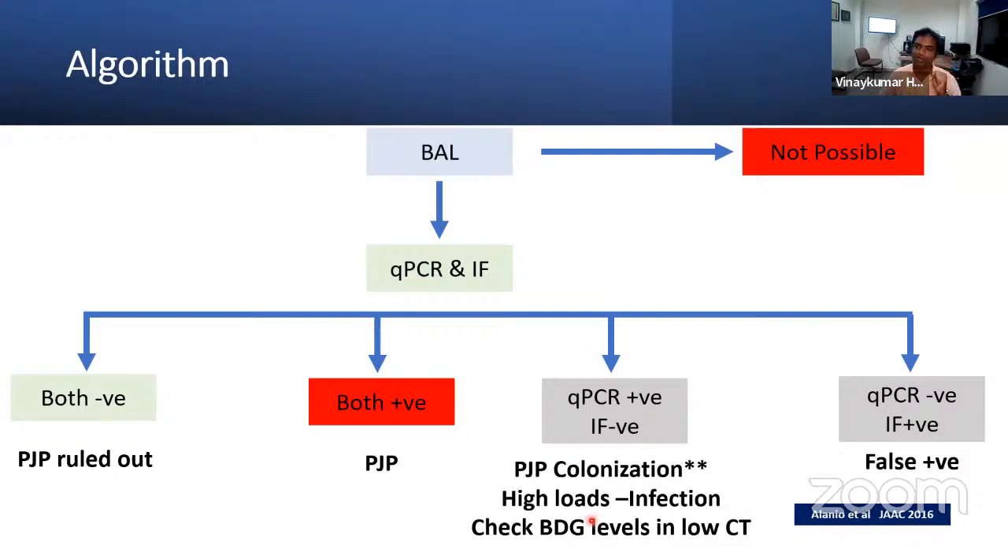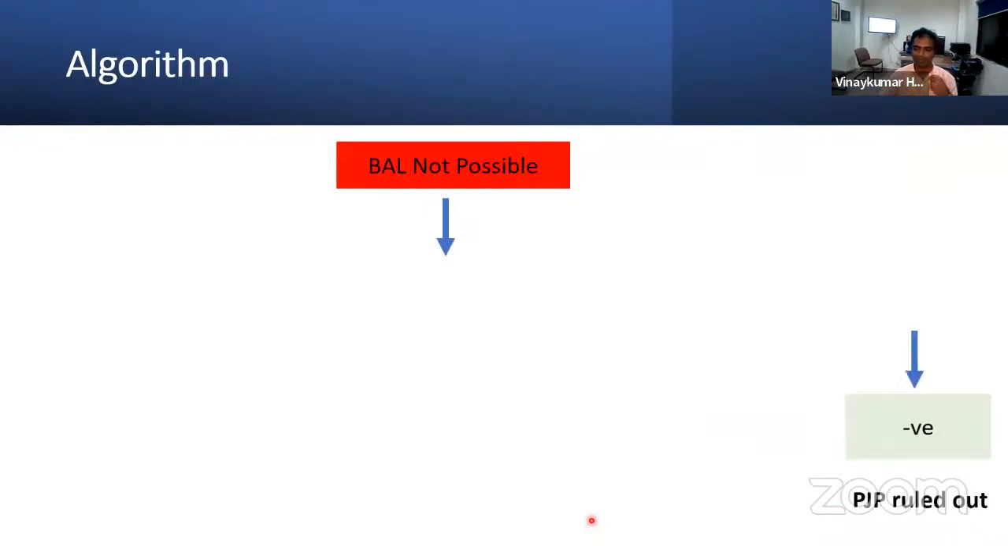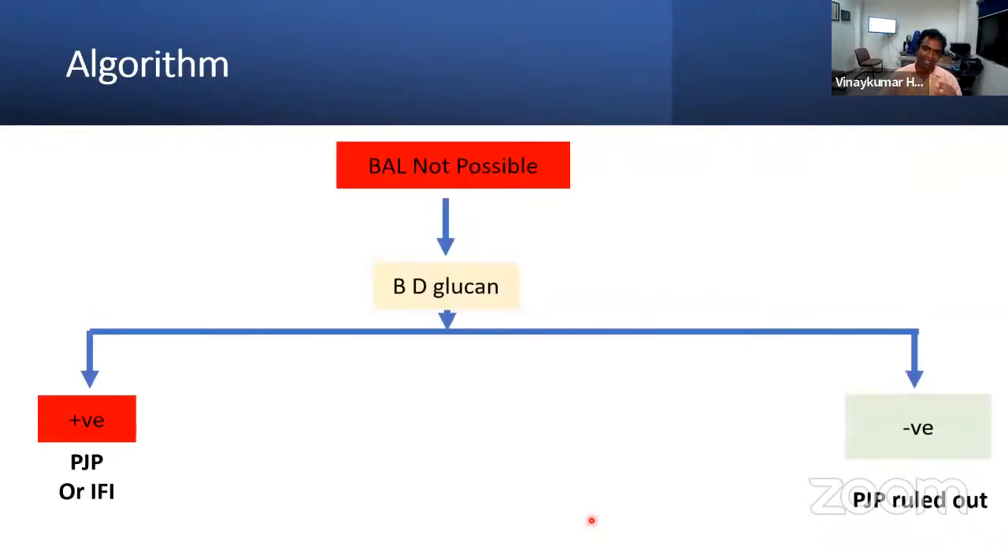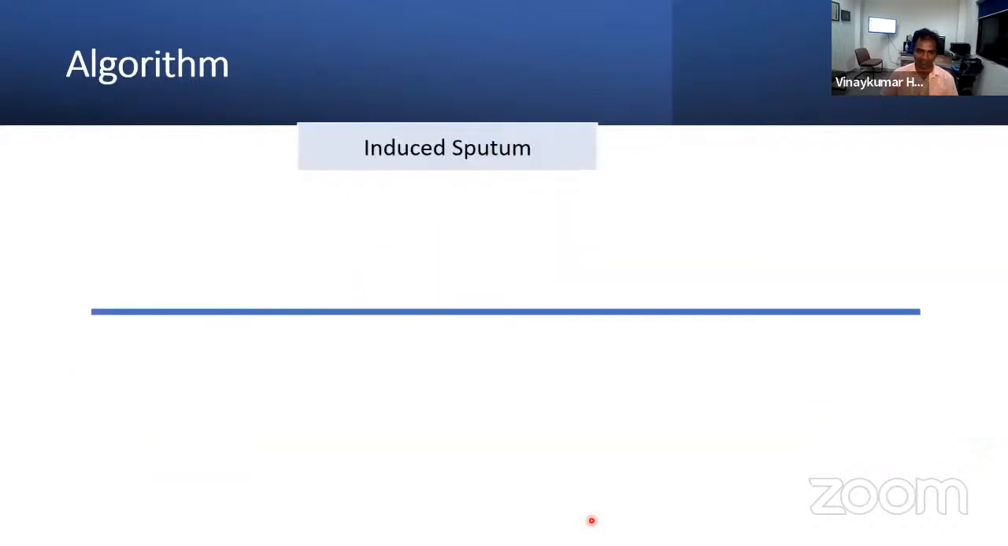So I told you, you had a patient in whom you could not do BAL. What do you do? BAL is not possible. You do a beta-D-glucan. If beta-D-glucan is negative, Pneumocystis pneumonia is ruled out, which means beta-D-glucan has a very high negative predictive value in patients with low to moderate pretest probability. But if it is positive, then it could be Pneumocystis pneumonia or any other invasive fungal infection.